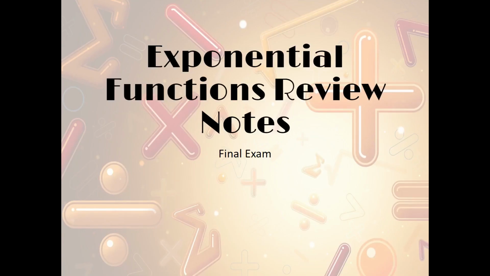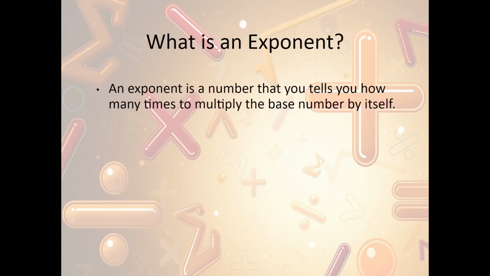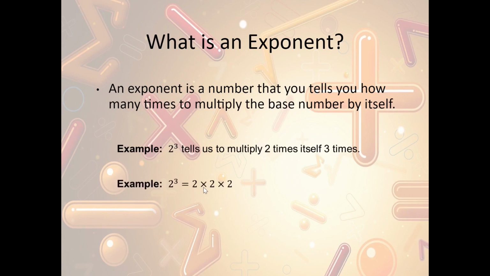Let's take a look now at the exponential functions review notes. The notes begin with learning goals and success criteria. Now, what is an exponent? An exponent is a number that tells you how many times to multiply the base number by itself. So for instance, we have 2 to the third power. 2 is what we call our base number, and it tells us that we're going to multiply 2 times itself 3 times. So that's really 2 times 2 times 2, which is 8.